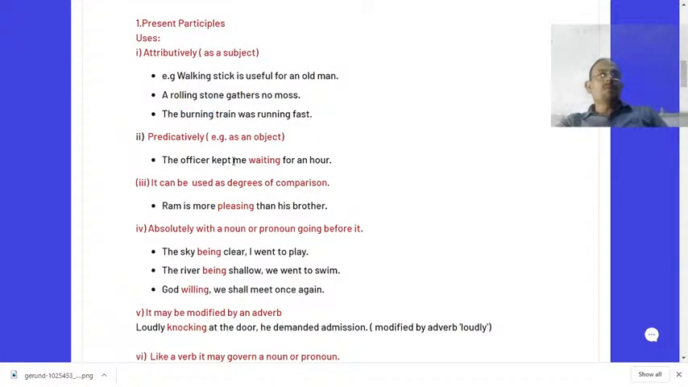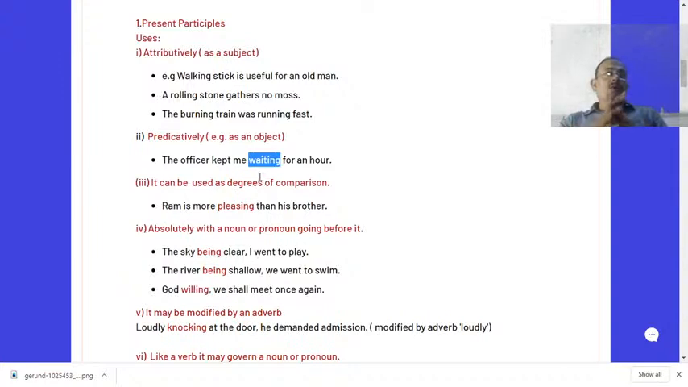So you see, me is the object in this sentence, because an object is a noun or a pronoun which is used immediately after the verb. Me is a pronoun used immediately after the verb. Therefore, me is the object of this sentence. But you can see after the object, waiting is given here. It is also a present participle but used predicatively. Predicatively means if the participle is used after an object, or as an object.